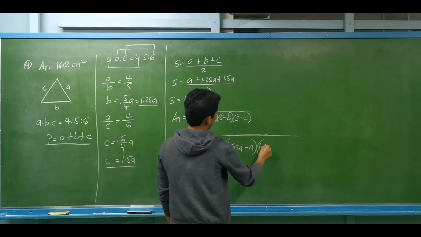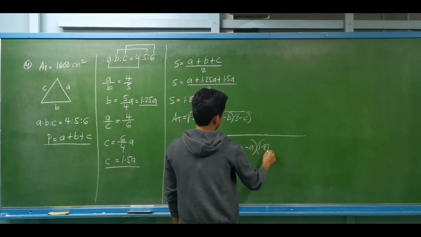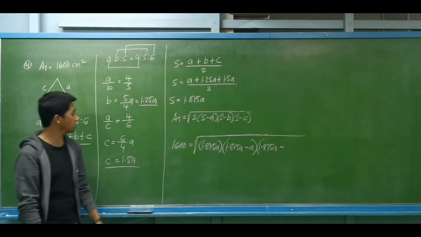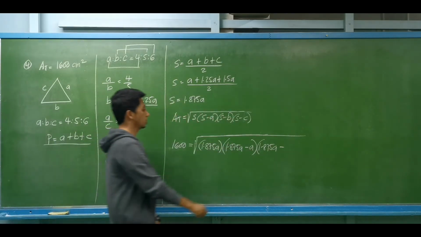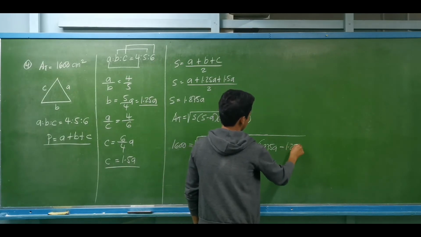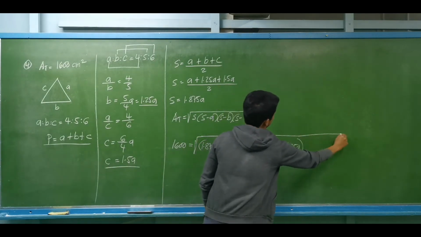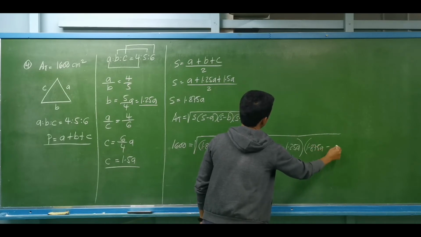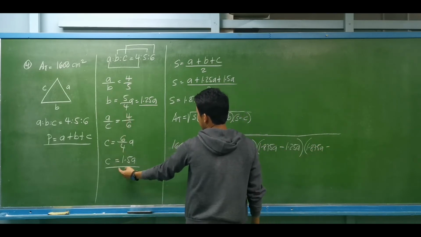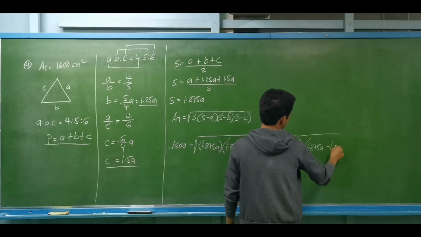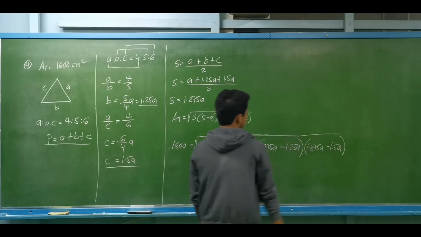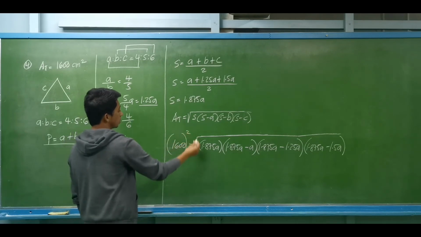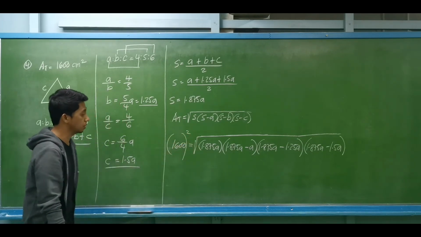Then multiplied by 1.875 of A minus B. What is the equivalent of side B? Side B is 1.25 of A. Then multiplied by 1.875 of A minus C. What is the equivalent of C? That is 1.5 of A. So, to remove the square root sign, you have to square both sides of the equation.